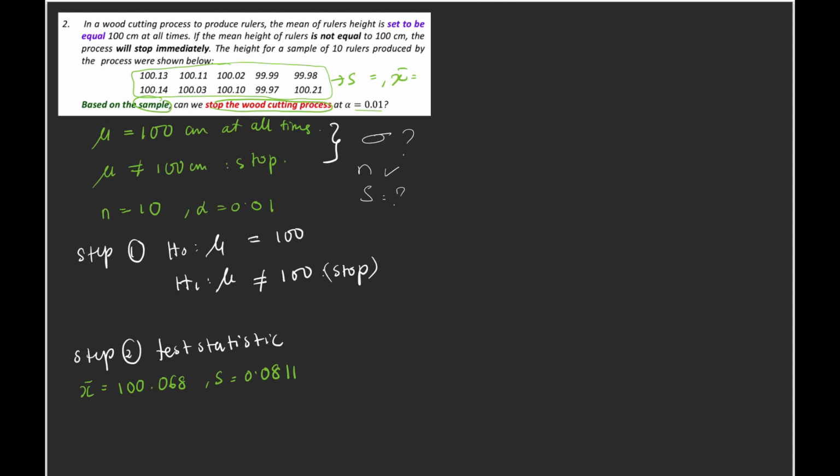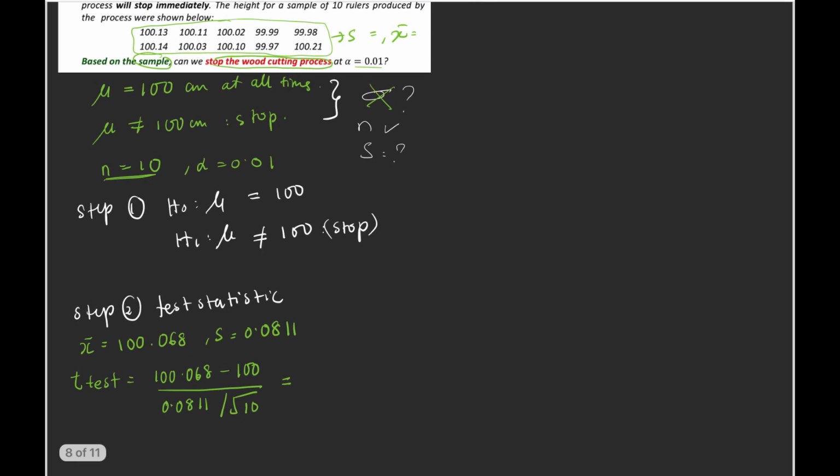Alright, so now substitute into our formula. Which formula do you want to use? Formula number 1, number 2 or number 3? Number 1 cannot because we don't have the sigma. Number 2, Z test. Look at our sample size. Sample size is equal to 10, so you cannot use Z test. So we have to use T test. So T test is equal to X bar minus mu naught over S over square root n.